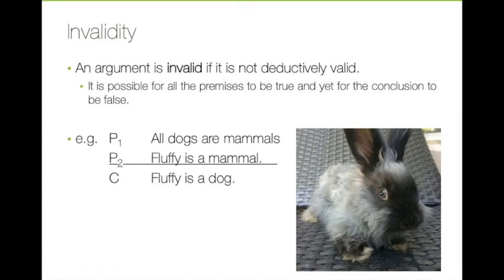I also want to emphasize that it's the form of the argument that's bad. So even if it were true that Fluffy is a dog, we couldn't come to that conclusion on the basis of this argument. The form of this argument is such that those two premises can't support that conclusion. We can't draw that conclusion on the basis of those premises, no matter what the facts are about Fluffy.